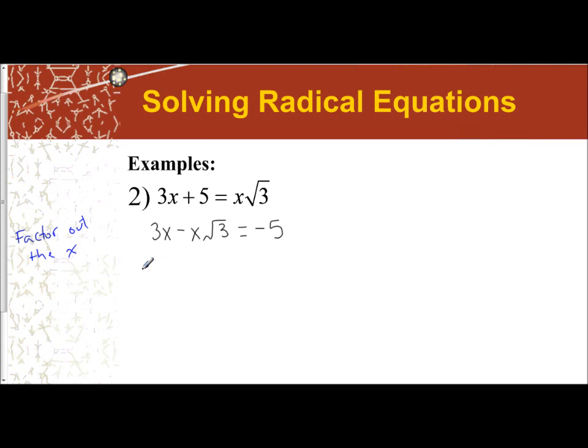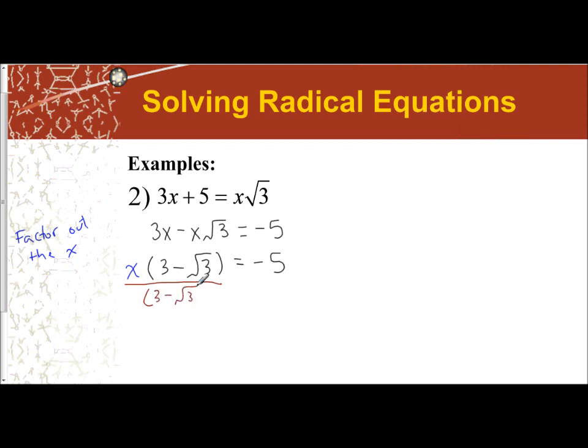If you factor out the x, I'm left with 3 minus the square root of 3. I have x times this object, x times this 3 minus radical 3. And to get this x by itself, it's being multiplied by this parentheses, so I'm going to divide both sides by that parentheses.